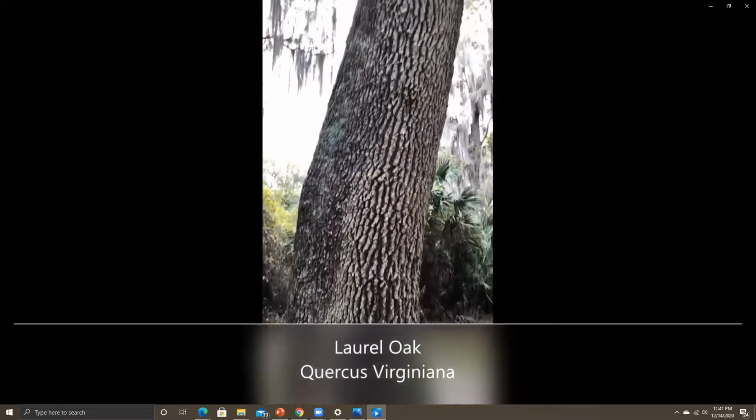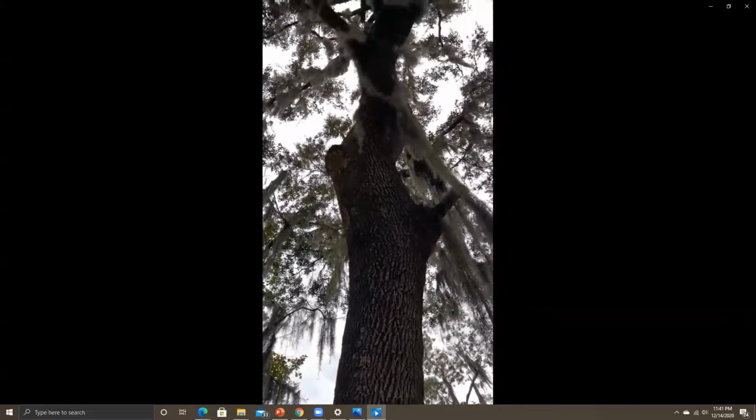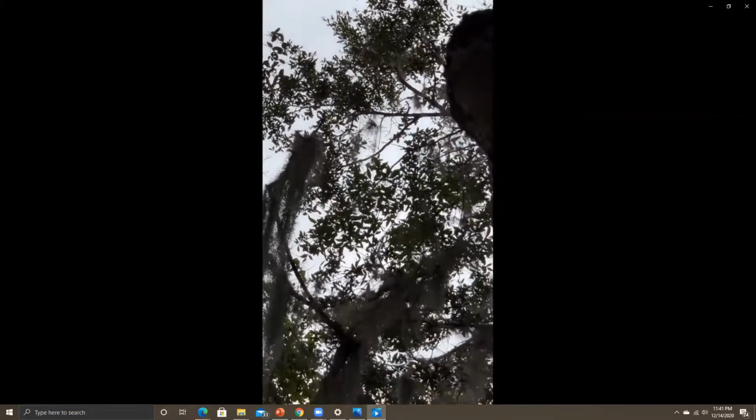This is a laurel oak. I had a really hard time grabbing some leaves on this, as you can see, because it was so tall. But I'll try to zoom in real quick and let you see.